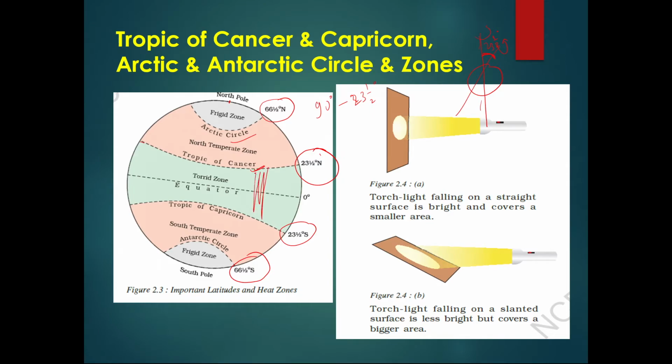Why is this region called the torrid zone? We will learn about it. See, if Earth were rotating like this on this axis, then the sun rays would fall on this region only. If it is a true sphere, then the sun will be vertical on a single point, but somehow Earth is tilted. So if you see, this is the 23.5 degree, so this angle is also 23.5 degree.